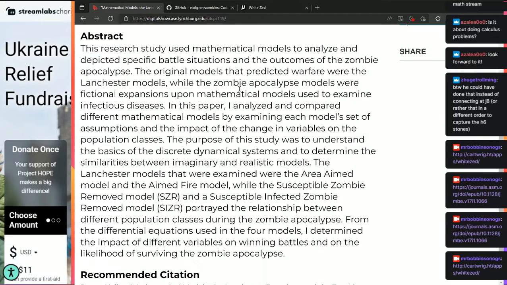This research study uses mathematical models to analyze and depict scientific battle situations and the outcome of the zombie apocalypse. The original models that predicted warfare were the Lanchester models. The zombie apocalypse models were fictional expansions upon mathematical models used to examine infectious diseases. In this paper, I analyzed and compared different mathematical models by examining each model's set of assumptions and the impact of changing variables on population classes. The purpose of this study was to understand the basics of discrete dynamic systems and determine the similarities between the imaginary and real models. The Lanchester models examined were the area aimed model and the aimed fire model, along with the susceptible removed model and the susceptible infected zombie removed model, to trace the relations between different population classes during the zombie apocalypse.